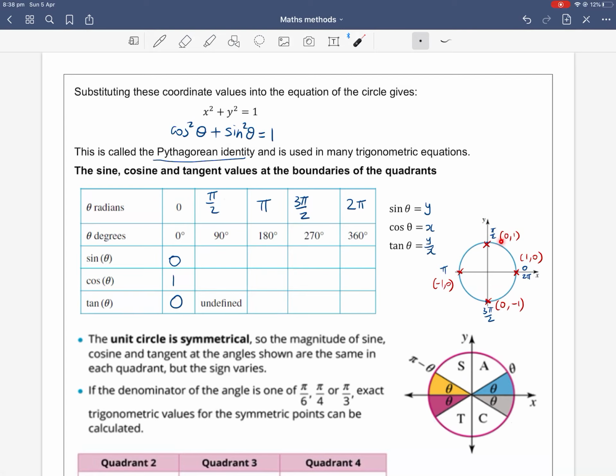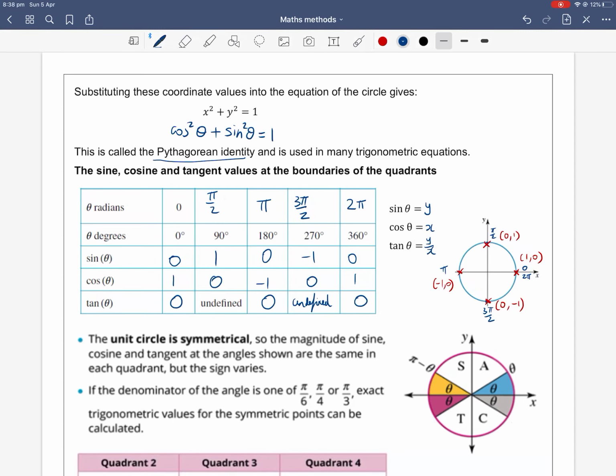Let's look at 90 degrees. At 90 degrees, the point is 0 across, 1 up. So sine would be 1 because it's 1 up. Cosine would be 0. 1 divided by 0 is not possible, so tan of 90 degrees is undefined. Similarly, filling in the points, at 180 degrees we have 0 up, -1 across. 0 divided by -1 is 0. At 270 degrees, -1, 0, and undefined. Back at 2 pi, or back at the 0 point, we have 0, 1, and 0.